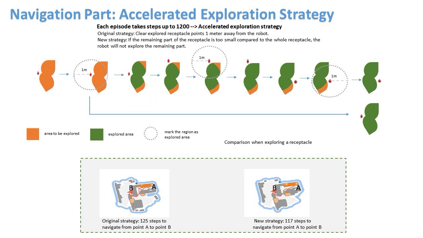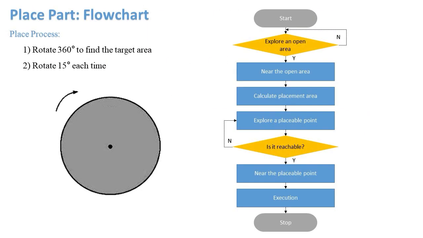When the robot gets close to the receptacle, it will mark the close part as the explored part. The left part of the receptacle will be the goal map in the next step. We want to accelerate the process of exploring the receptacle, so we will skip the exploration if the left part is too small. At the end of navigation, the robot may not be able to see an open area to place the object. To explore open areas, we let the robot rotate in place at 15 degrees per step, up to 360 degrees. The picture on the right is a flowchart of the placement phase.